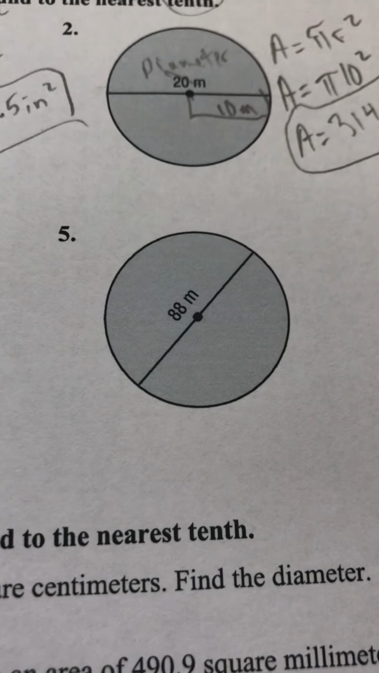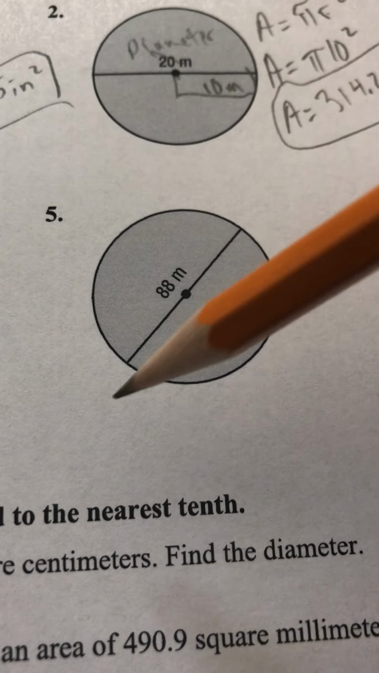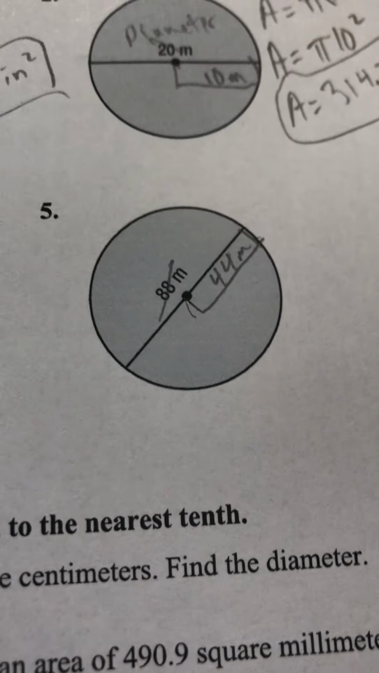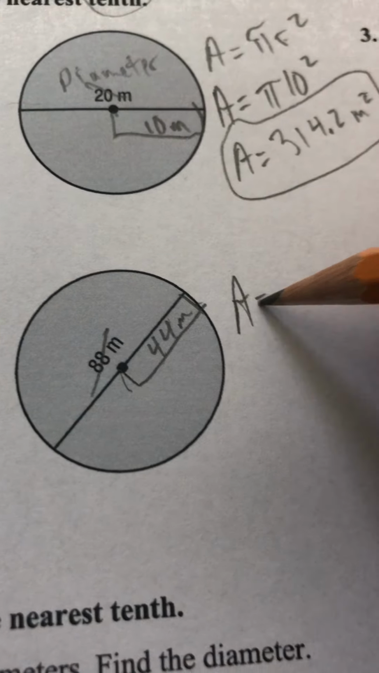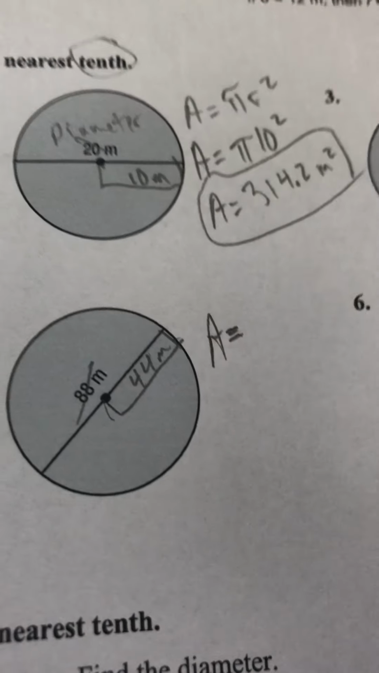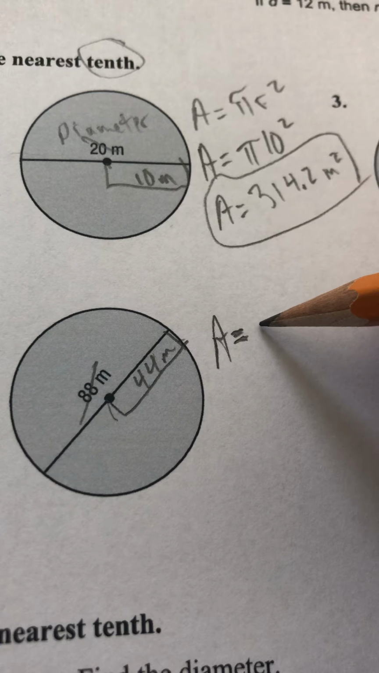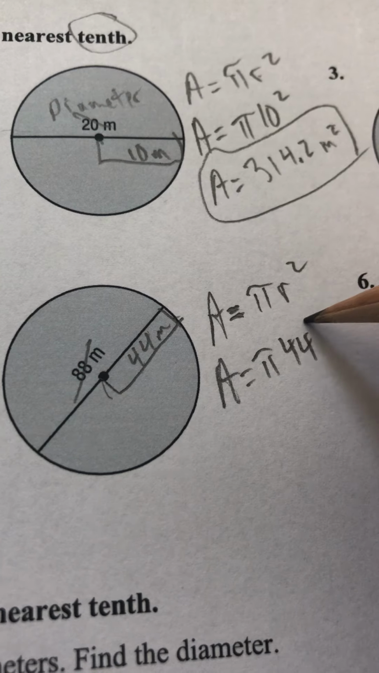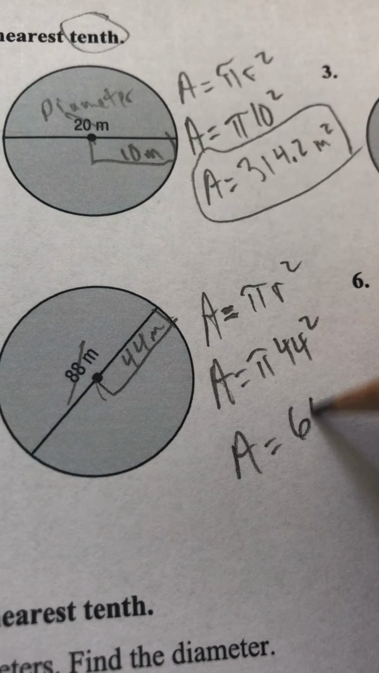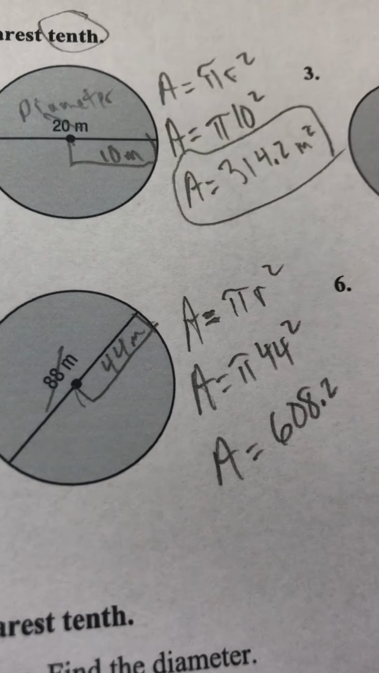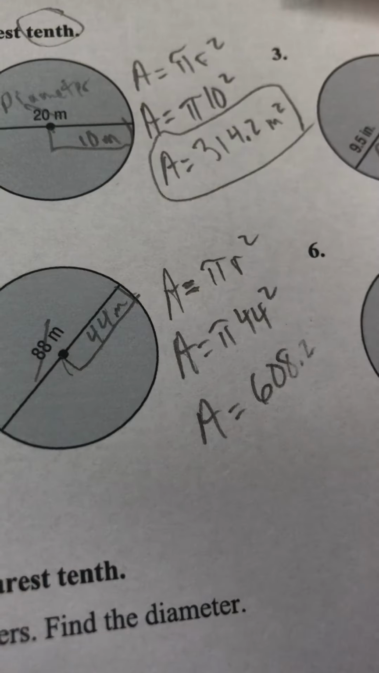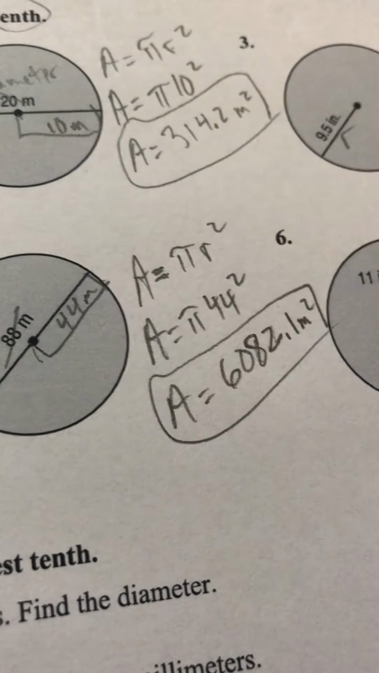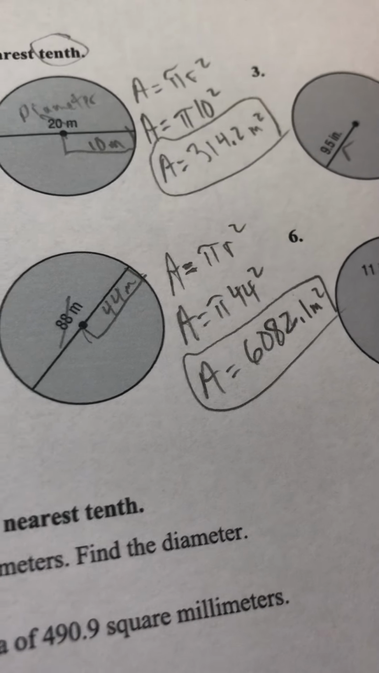Number 5, one more extra practice. So number 5, again, this is not the radius. This is the radius, and that's 44 meters. It's there to confuse you. So on your work, you've got a couple problems where you have to do area. Just make sure you identify the radius correctly. So area equals pi 44 squared. I already calculated it. 6,082.1 meters squared. That's all you've got to do on those easy problems.